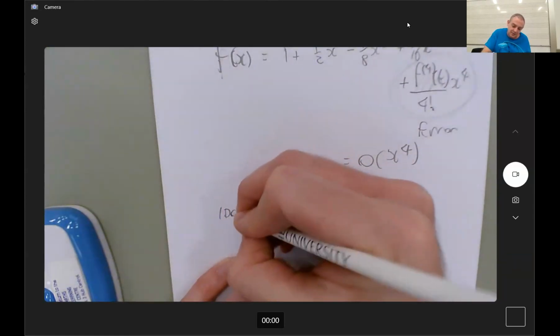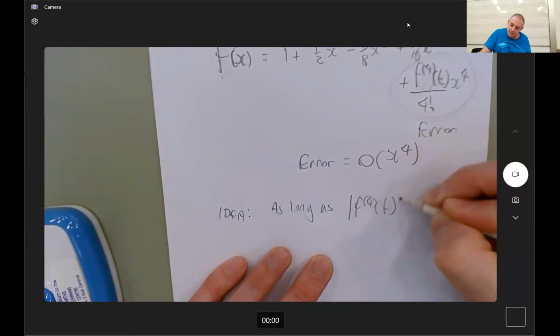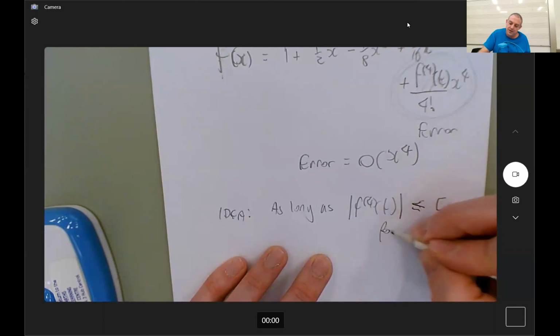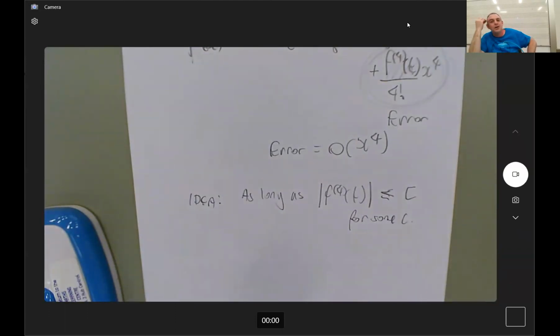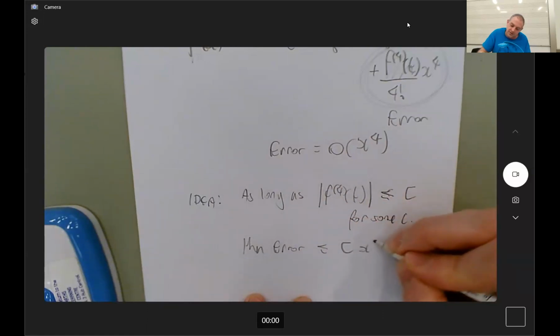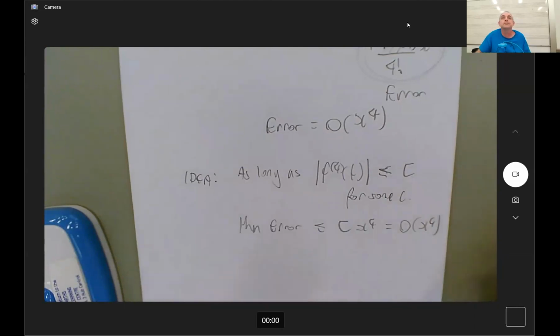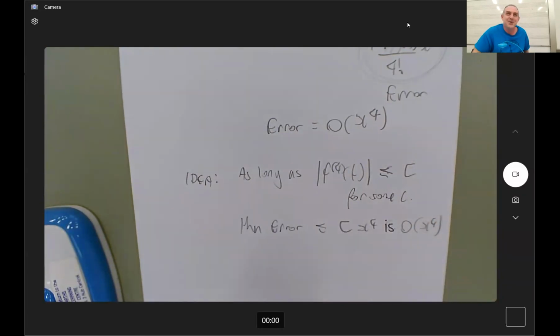So we've got one idea: as long as this is less than or equal to a constant for some c. So maybe it's like sine or something, and it's always less than 1. Or maybe you only care about x's that are within the zone of 0 to 1 anyway. And so as long as there's a maximum for what this could be, then the error is less than or equal to some constant times x to the 4, which is big O of x to the 4. I'm not sure if I'm allowed to use equals here. The computer scientists are pretty free and easy with what they use equals for. Mathematicians may want to use an inequality sign. I don't know. It probably doesn't matter. Which is big O of x to the 4.